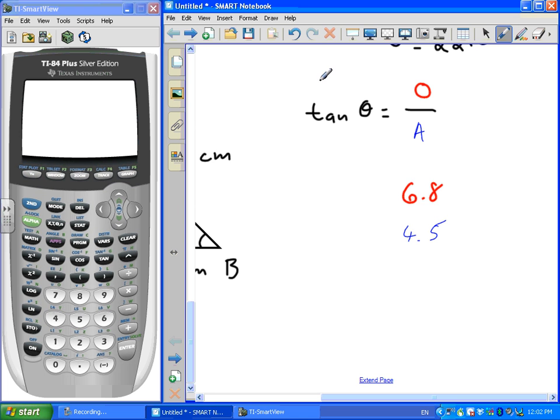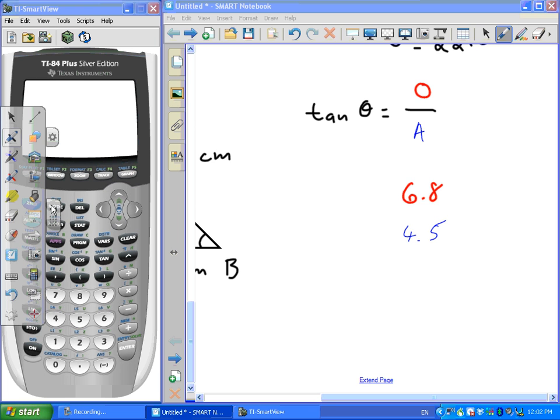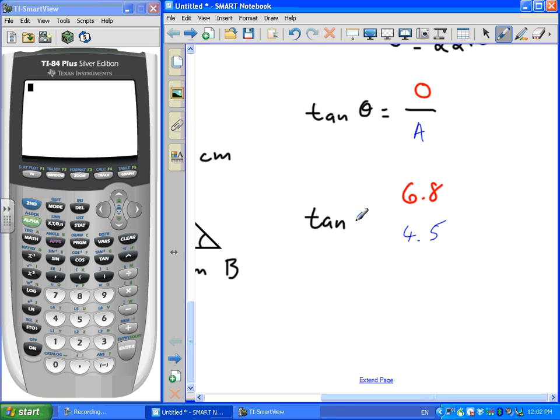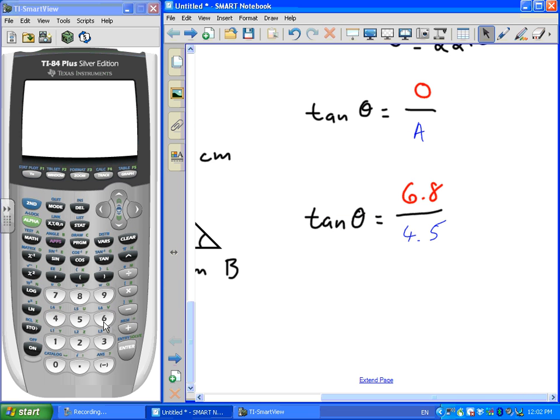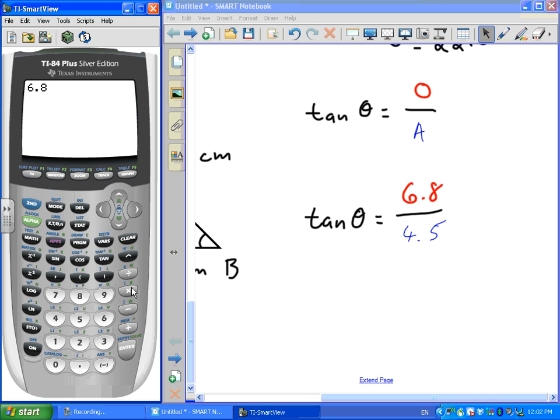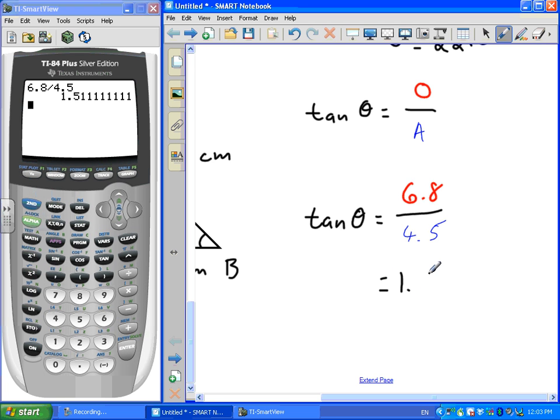Okay? Exact same idea. Tangent theta is equal to 6.8 divided by 4.5. Let's put that in our calculator. 6.8 divided by 4.5 equals 1.5, 1 repeated. So I'm just going to put 1.51. The less you round, the more accurate it becomes. 2, 3 decimal places is always good with me, okay? So I have tangent theta equals 1.51.